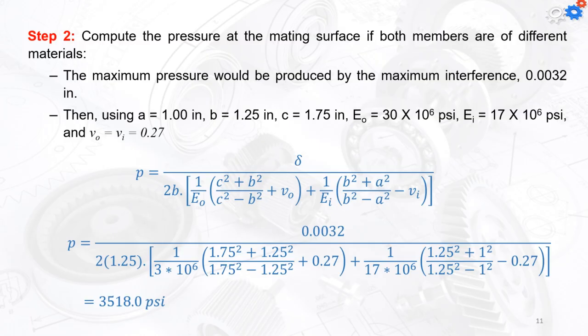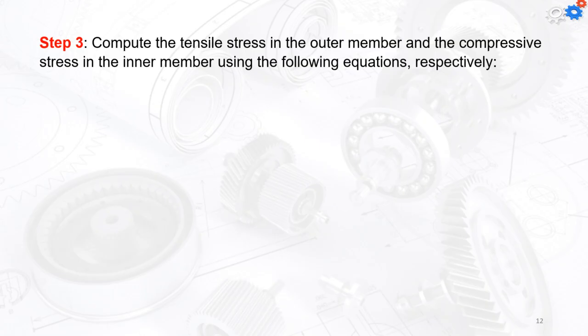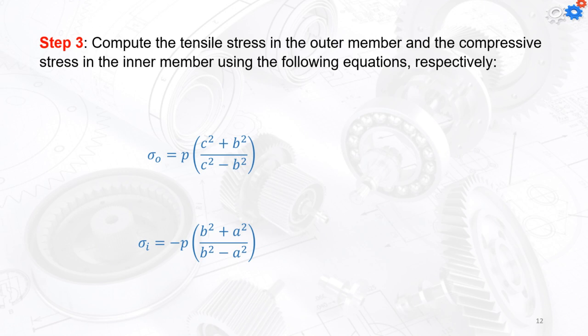We jump to step number 3, which is going to be about calculating the tensile stress in the outer member and the compressive stress in the inner member using the following two equations. The first one is tension, because it's going to be tensile. The other one for the inside is going to be compressive. Compressive is negative, the tension is positive.